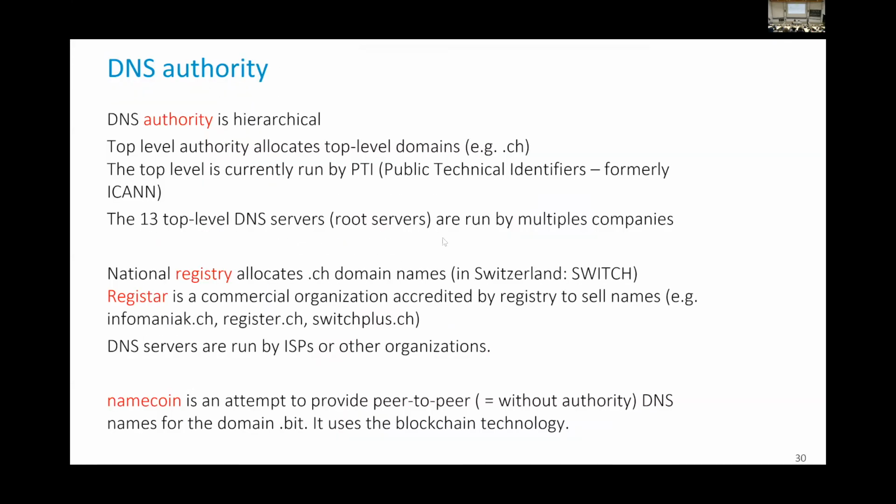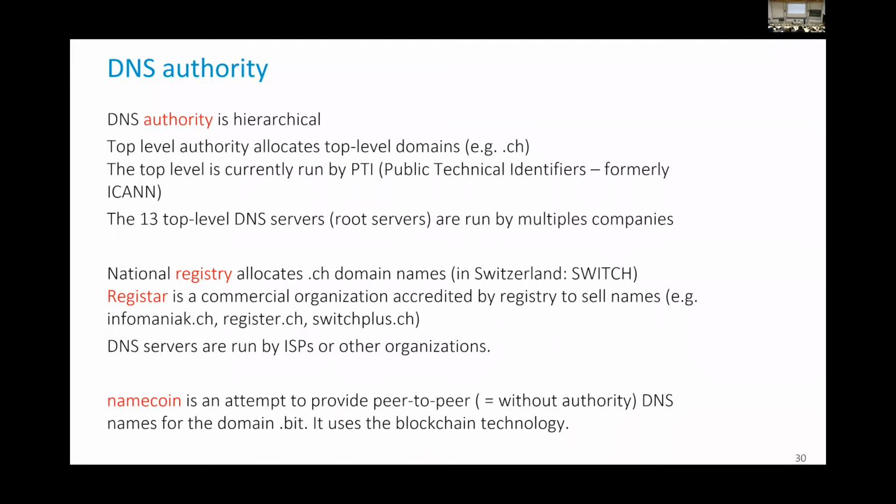The DNS names are given by a root authority, which used to be ICANN, is now PTI. That's the name of a, now we're entering the political era. ICANN was an American company. PTI is now an organization that is set up by more political organizations, I believe the United Nations. So this entity delivers the top level names.